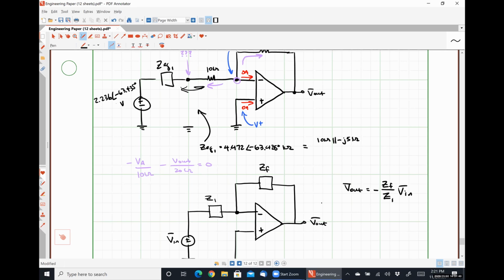I'm just trying to get you guys to think about how we can make ugly looking things look like simple circuits that we know how to analyze. That's it. That's all I wanted to do with this little exercise here.